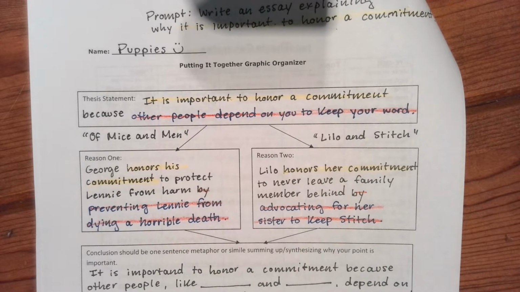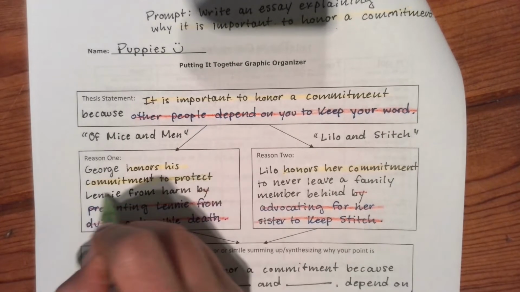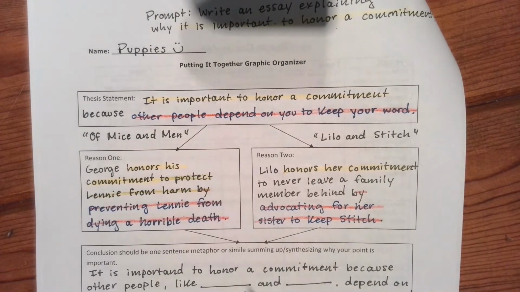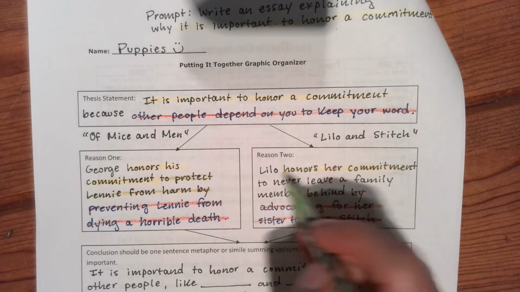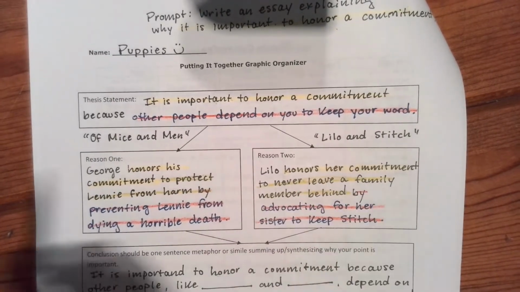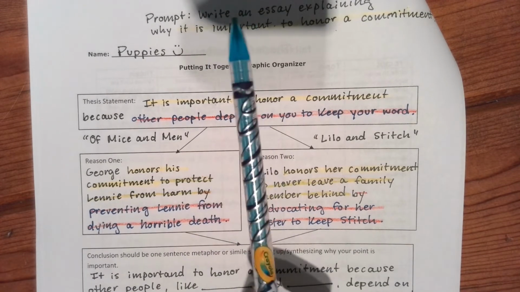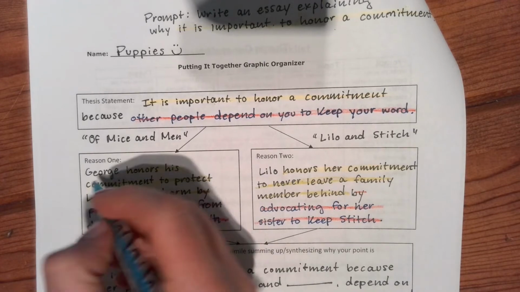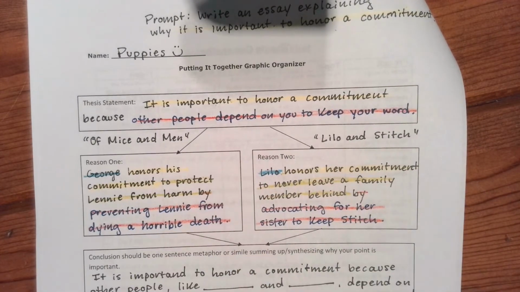I get even more specific with a detail that I will highlight in green when I say what the specific commitment was. So what was the commitment? Well, it's the commitment to protect Lenny from harm. What was the commitment Lilo made? Well, it was to never leave a family member behind. And lastly, I'm going to go in with my blue, and anywhere I give character names or specific examples, I'm going to highlight that in blue. So here I talk about George, and here I talk about Lilo.